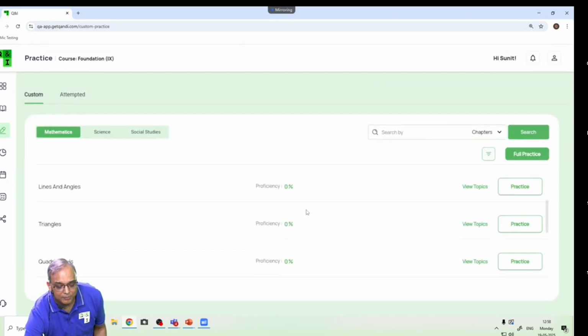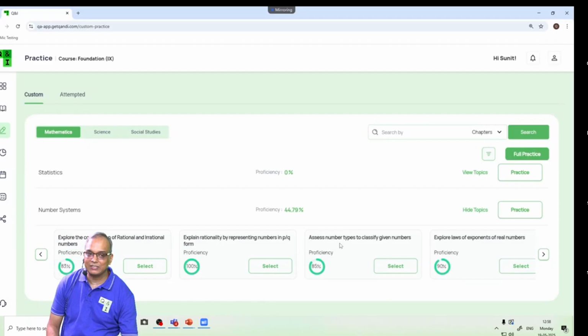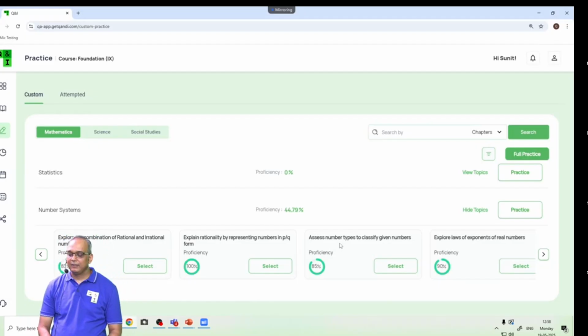The name of the topic, I'll again show it to you, is assess number types to classify given numbers. Okay. Will everyone practice today at home?